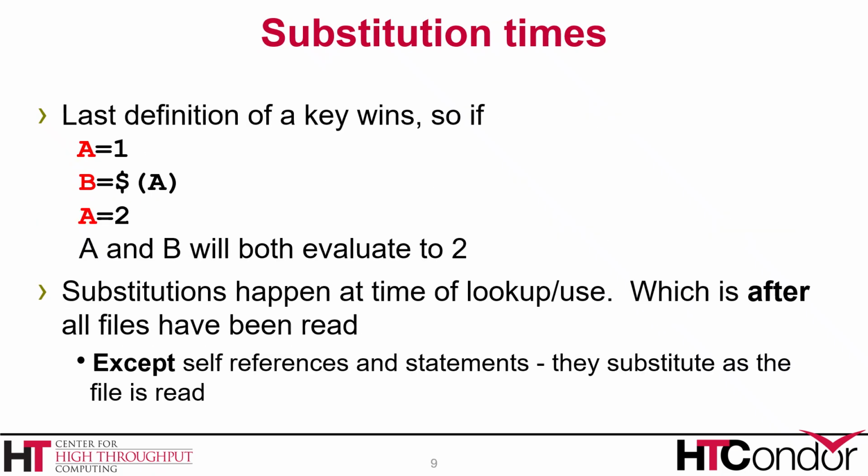Now, the last definition of a key wins. So in this case, if we say A equals 1 and B equals $(A) and A equals 2, then both A and B will evaluate to 2 because the value of the second assignment to A will overwrite the first one before the expansion occurs, because the substitution happens at the time they're actually used.